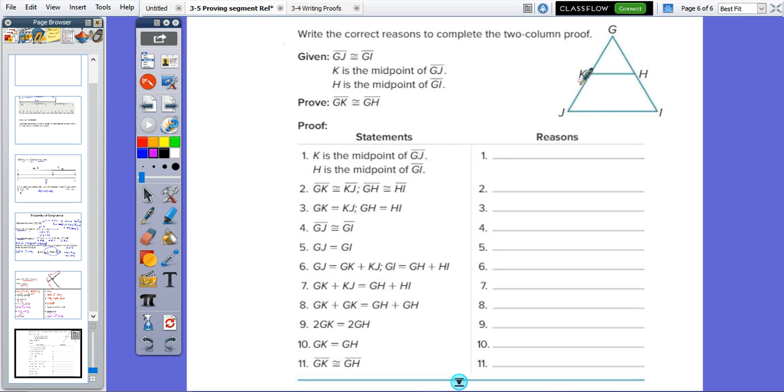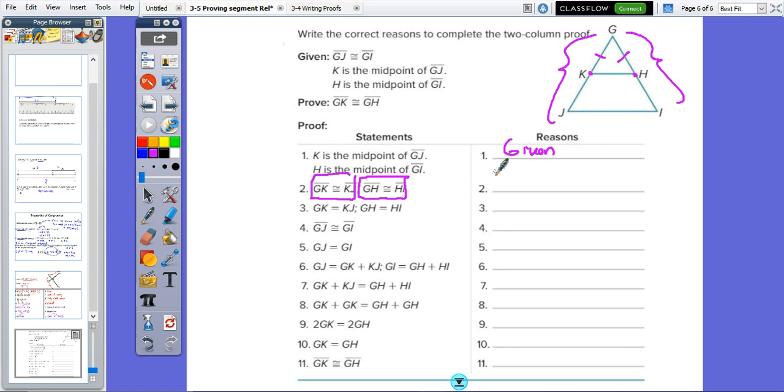So the goal is ultimately to say that this individual segment and this individual segment, that's what we're trying to prove, are congruent. Now, in the given, we know the entire thing's for sure congruent, and we know that these are the midpoints right there. So we start with the given right there, given. All right. Next thing right here, since we know K is the midpoint of GJ and H is the midpoint of GI, we can say these statements right here. These statements say what? That those are equal now.